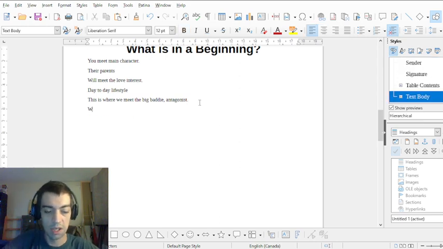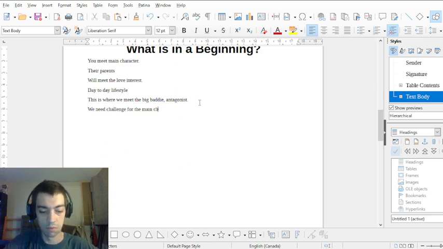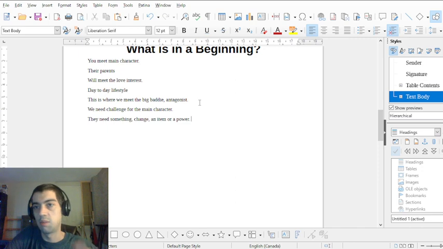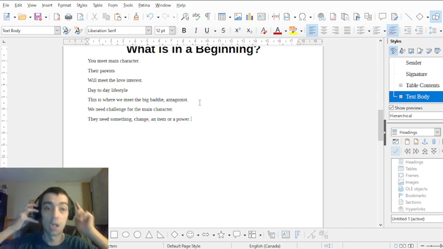Anyways, back to what is in a good beginning. So we need a challenge for the character. Okay, so with this challenge, you're gonna find that they need something, whether that's a change, an item, or a power. A lot of times it could be various things. It could be a multitude of things. However, that depends on how big of a book you're writing.